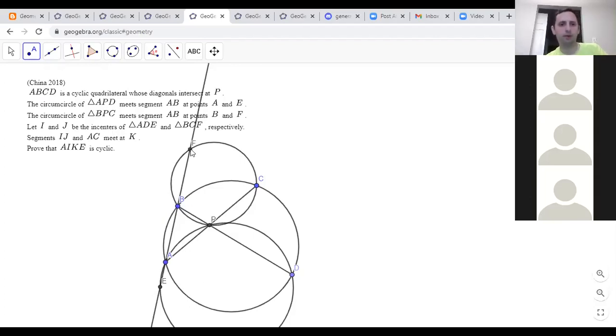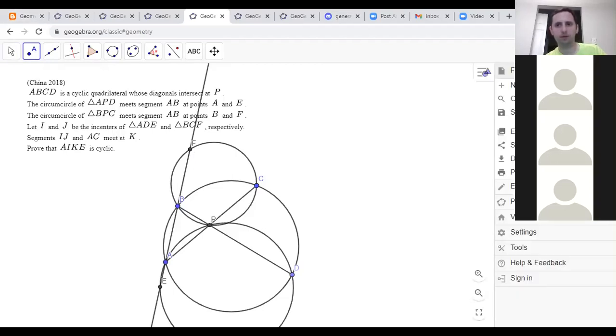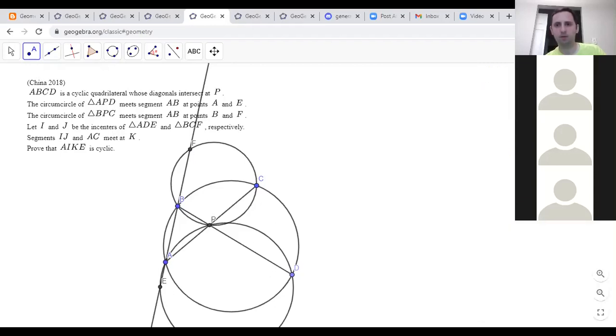I and J are the incenters of ADE and BCF. So we do it this way. Sorry, I feel like I drew this kind of sideways, but we can work with it for now.